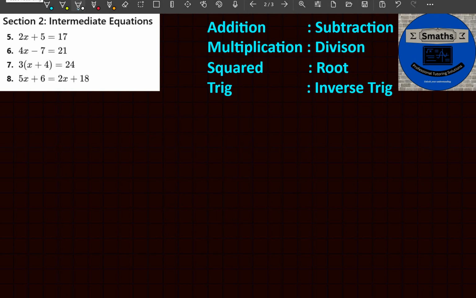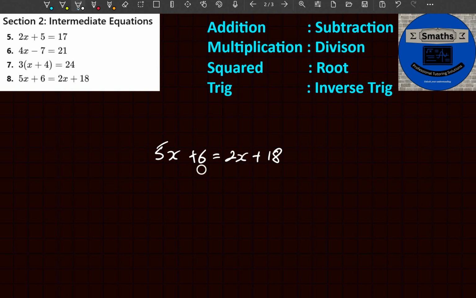Last on the list of section 2, we have 5x plus 6 equal 2x plus 18. Here we see we have x's on both sides of the equation. What we need to do is get all the x's on one side and all the numbers or the elements without x on one side. So we use the same equation manipulation techniques to achieve this.